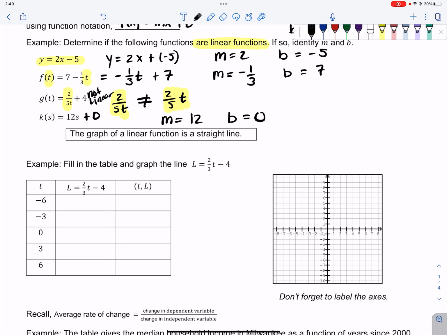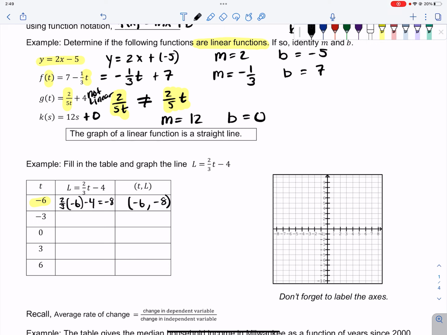And I want to put in different values of t into the function. So the first one, we want to put in -6. So that's going to give us 2 over 3 times -6 minus 4. And that should then give you -8. So our ordered pair is going to be -6, -8.